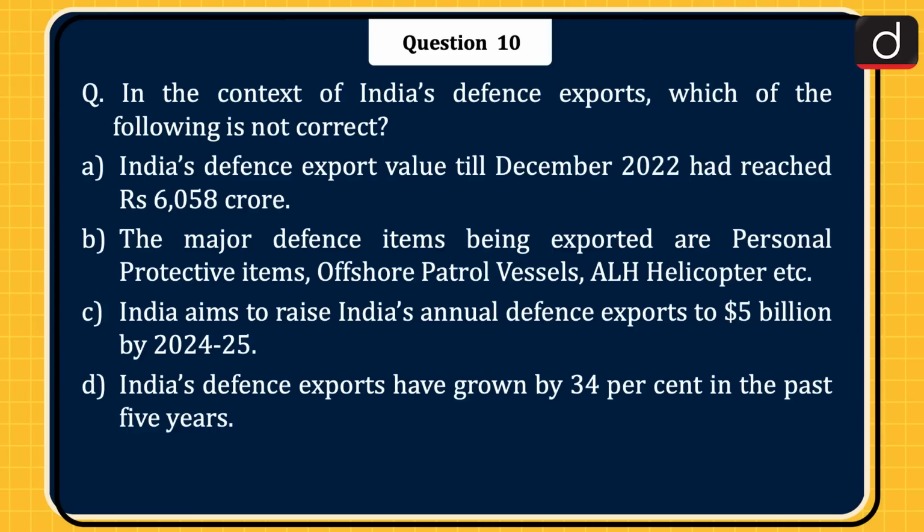Last question is, in the context of India's defense exports, which of the following is not correct? India's defense export value till December 2022 had reached Rs 6,058 crore. The major defense items being exported are personal protective items, offshore patrol vessels, ALH helicopter, etc. India aims to raise India's annual defense exports to $5 billion by 2024-25. Or India's defense exports have grown by 34% in the past 5 years. The correct answer is option D.